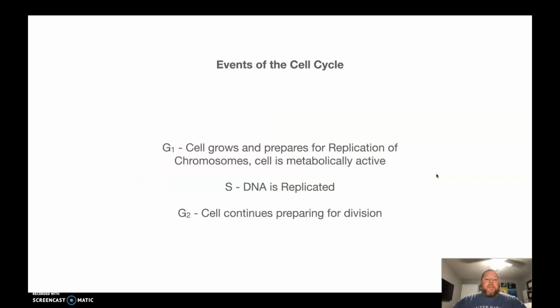Alright, so the events during the cell cycle, during G1, the cell is going to grow, prepare for replication of the chromosomes, and the cell is going to be metabolically active. There will be a checkpoint here between G1 and S, making sure that we have everything that we're going to need for DNA replication. So during the S phase, DNA is going to be replicated, and then during G2, the cell is going to continue preparing for division. There will be another checkpoint at the end of G2 prior to going into the M phase.